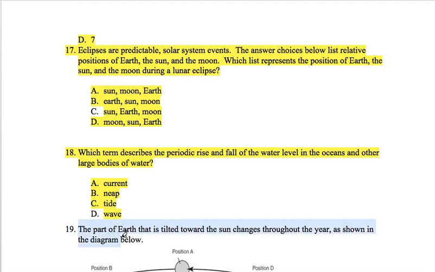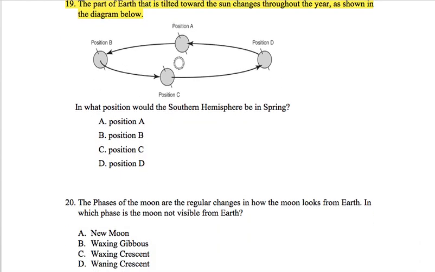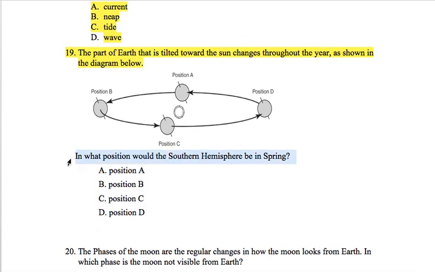Number 19. The part of Earth that is tilted toward the Sun changes throughout the year as shown in the diagram below. In what position would the southern hemisphere be in spring? A. Position A. B. Position B. C. Position C. D. Position D.